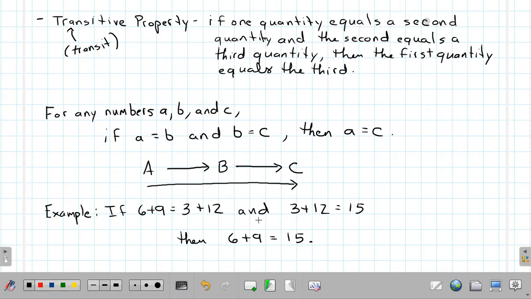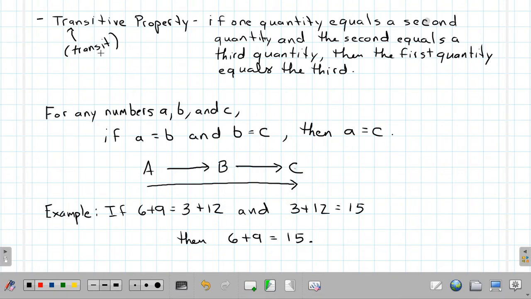So once again, we start off with something and we know it's equal to another expression, but then we know that second expression is equal to a third expression. Well, then we know the first expression is equal to the third expression. So we know that A is equal to C, and we can leave the B behind. We don't need the B anymore because now we're worried about what's happening with A and C.